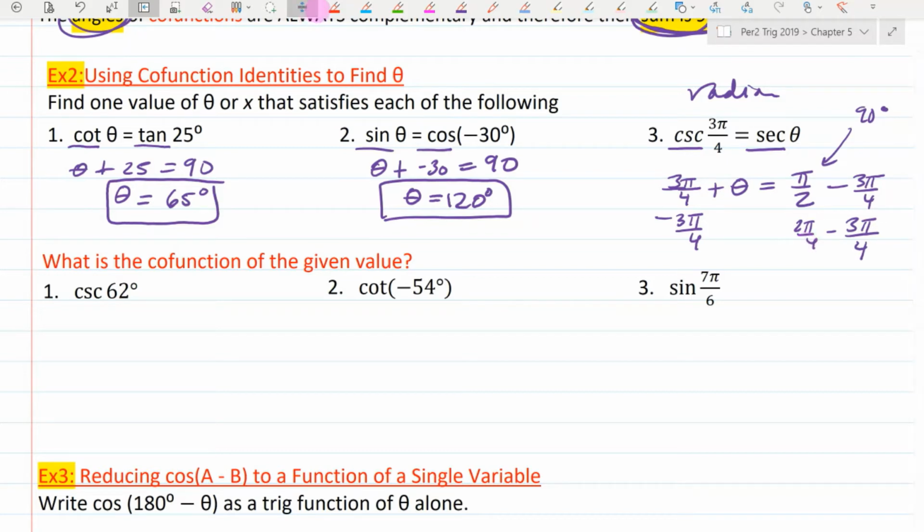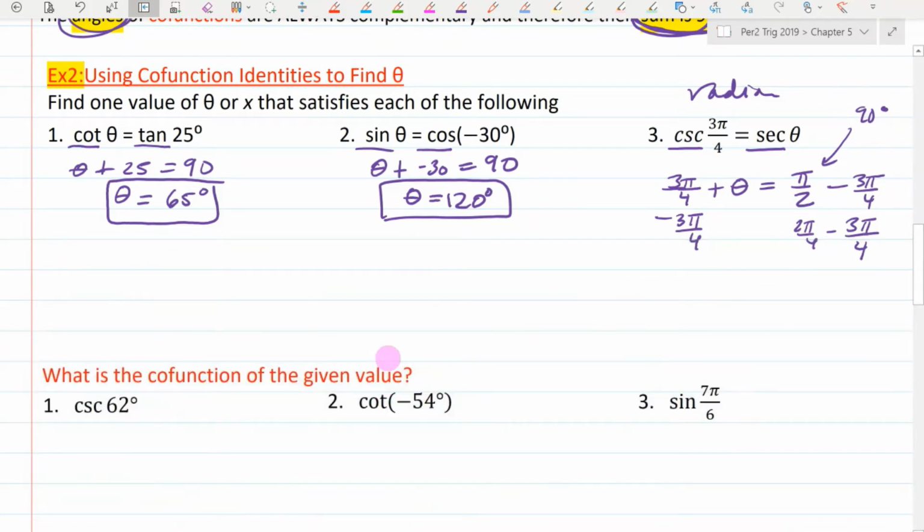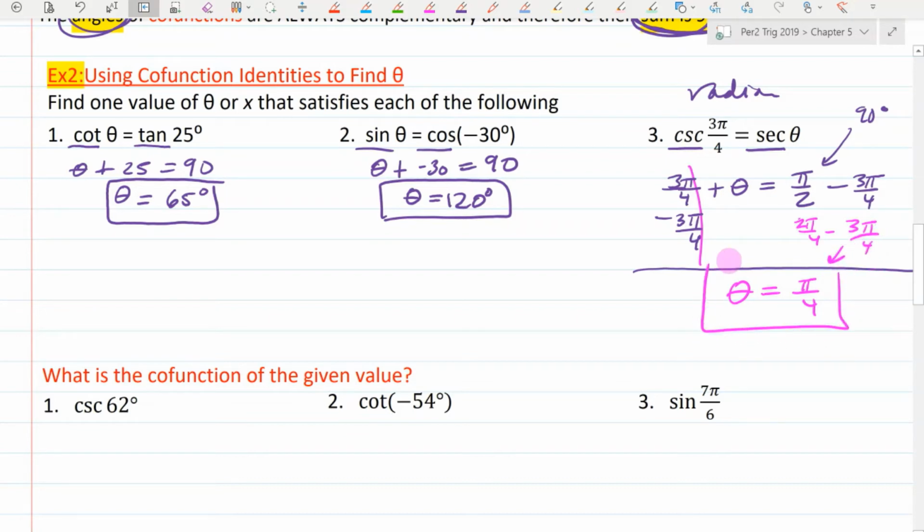I don't have a lot of room here. Let me see if I can just extend this down a little bit. So these will cancel, and theta is equal to pi over 4. And again, it's because if you take 2 pi over 4 minus 3 pi over 4, you get pi over 4. If your question's in radians, please give your answer in radians as well. And actually, that's negative, not positive. All right, pause the video, do the next 3 problems, please.